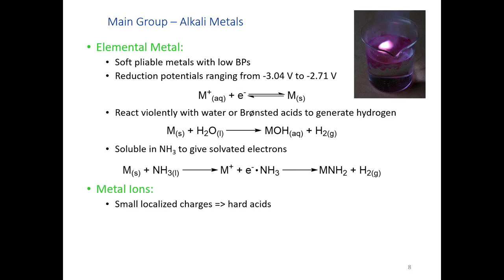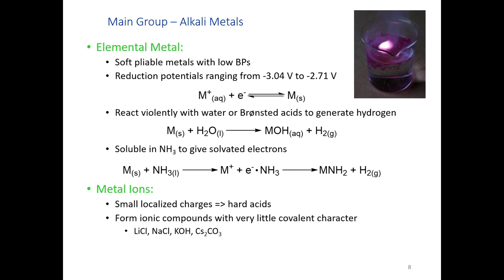The only other oxidation state adopted by the alkali metals is +1. In this oxidation state, they form small localized charges and are considered very hard Lewis acids. As such, they form mainly ionic species, which you are probably familiar with. Some examples include lithium chloride, sodium chloride, potassium hydroxide, etc. Almost all ionic species with alkali cations are soluble in water.